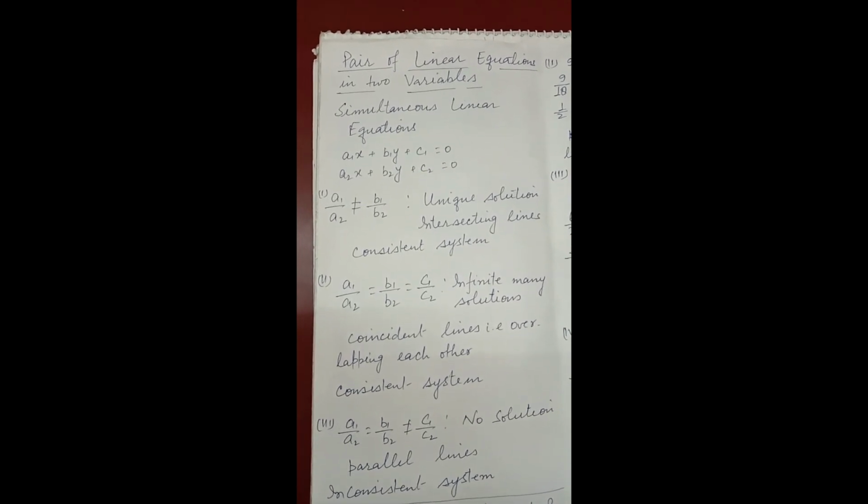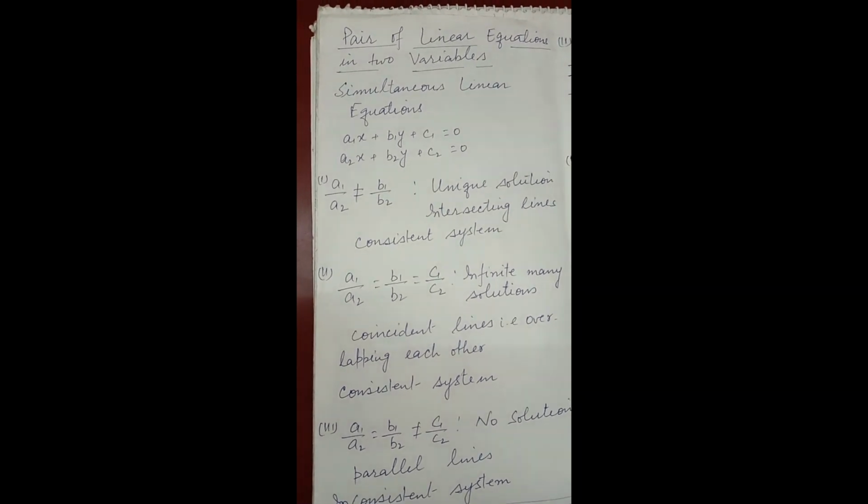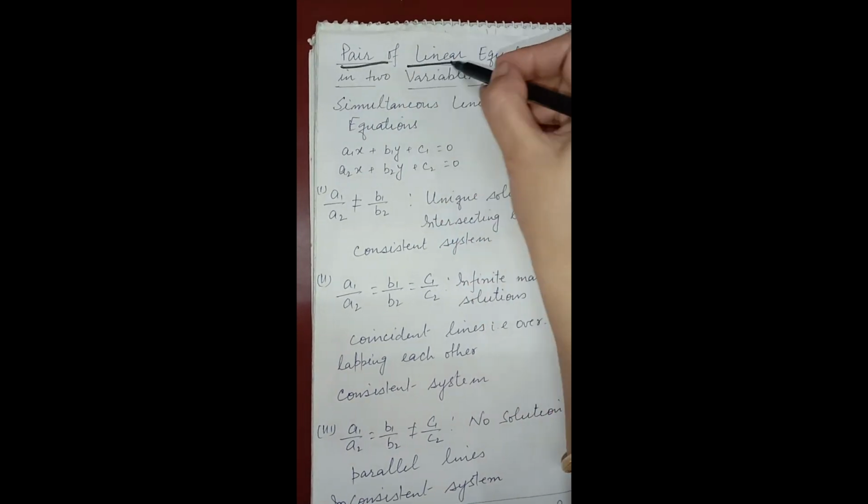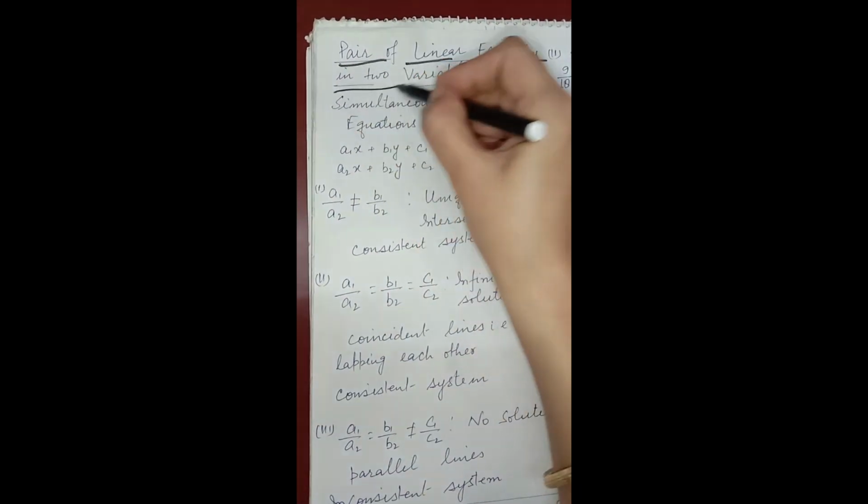Students, today we'll start the chapter Pair of Linear Equations in Two Variables. It is the third chapter of your NCERT book and the first chapter of your syllabus. First we have done probability, then real numbers, the third we have taken polynomials, and now the next chapter is pair of linear equations in two variables.